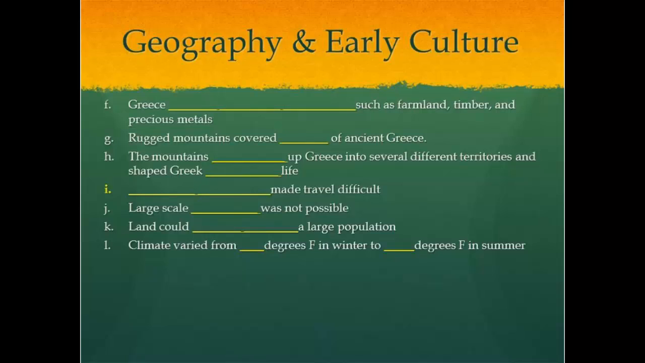The one good thing was that the climate varied from 48 degrees Fahrenheit in the winter to 80 degrees Fahrenheit in the summer. So it was a very moderate climate, a very comfortable climate year-round.